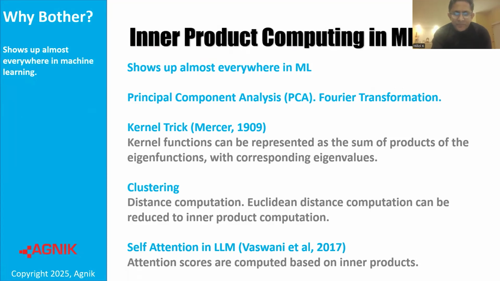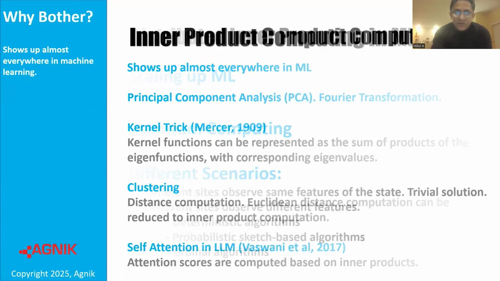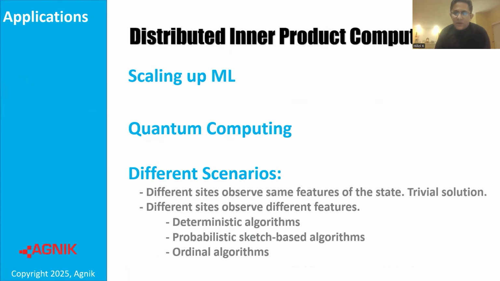All right. Now let's move to the next slide. We're going to talk about distributed inner product computation. And why do we care about that? First of all, if you're trying to scale up machine learning, if you're trying to do deep learning, for example, and you want to compute the attention score in a parallel distributed manner and scale that up, then you should be interested in this.